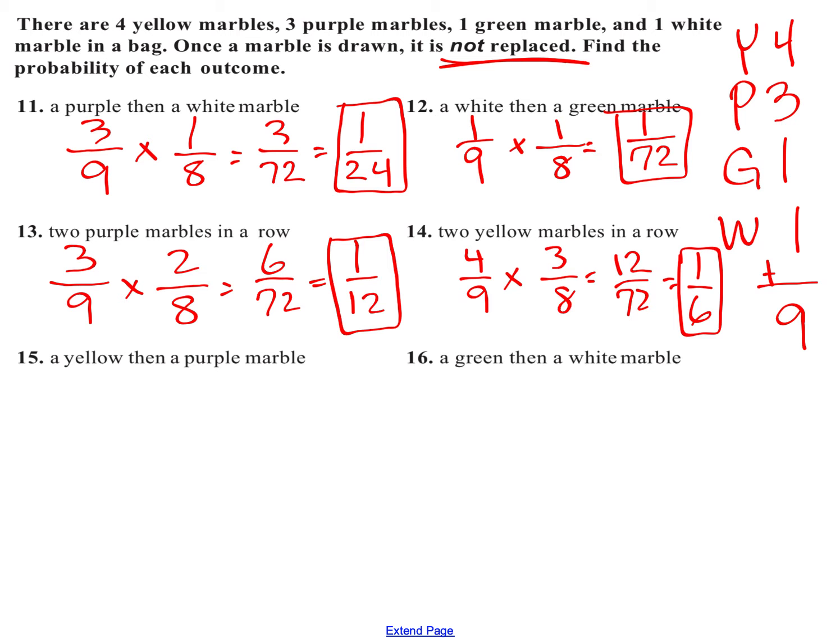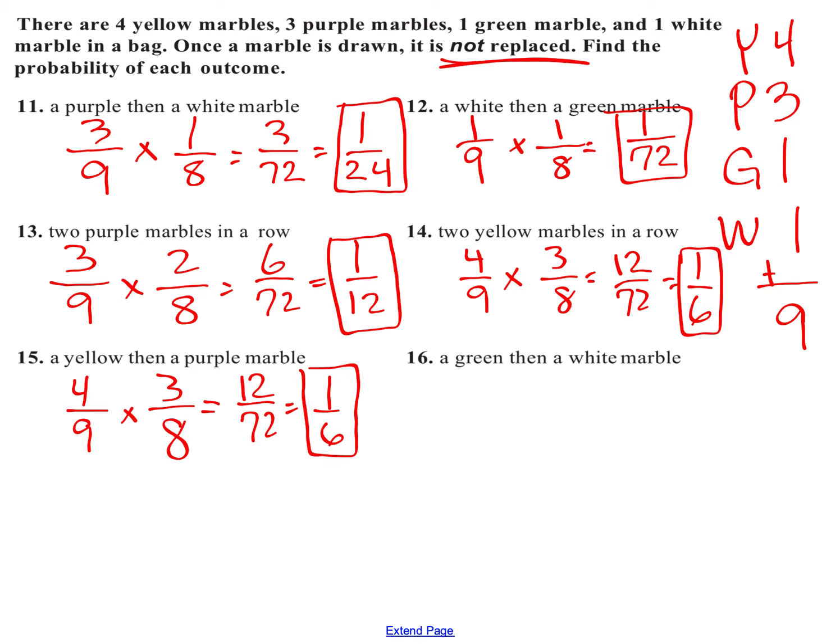Okay, number 15, a yellow and then a purple. The yellow marble happens 4 out of 9 times. The purple happens 3 times out of, there's only 8 marbles left. And I've seen this probability before. It was number 14. 12 out of 72, which reduces to 1/6.